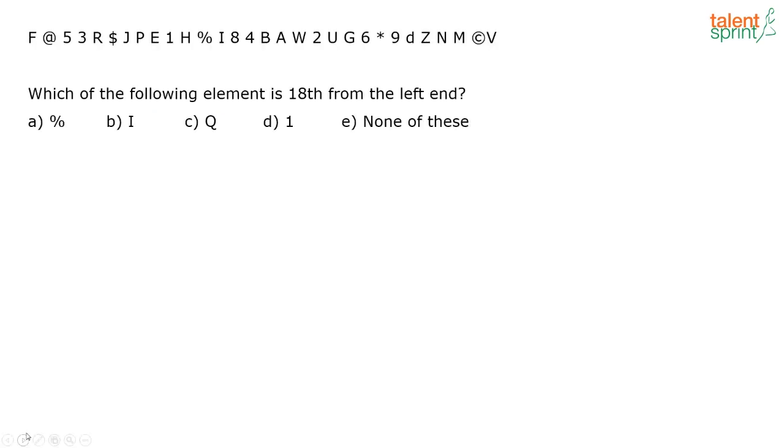Next one. In the next question they have again given you an arrangement and they are asking which element is the 18th from the left end. 18th from the left end means, as I always say, this is going to be your left and this is going to be your right. Now tell me the answer for this. Which is going to be the 18th from the left end? Count from here. 1, 2, 3, 4, 5, 6, 7, 8, 9, 10, 11, 12, 13, 14, 15, 16, 17, 18. So the 18th from the left end has to be W. Here it is none of these, correct? It is not there in the options.